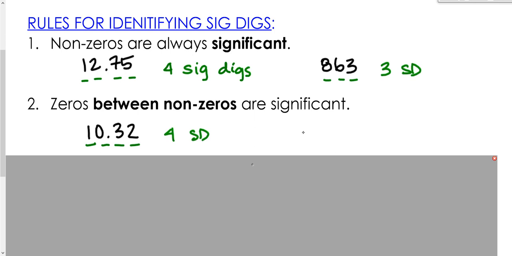Now you could have a number like 1,002. As long as you have sig digs on one end and the other end, everything in between will also be significant. It doesn't matter how many zeros are in there, this one also has 4 significant digits. It doesn't matter how many zeros there are in between, or even if it has a decimal like the first number I wrote, this has numbers on the ends that are significant. We'll count everything in between.